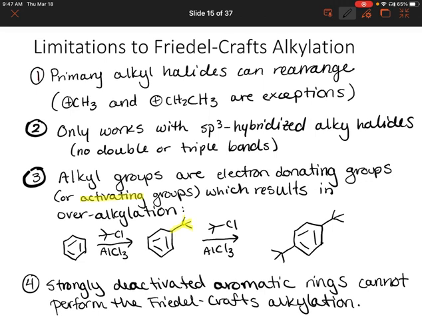And we'll talk again more about activating and deactivating groups and what that means later on, but it's just good to know these limitations going forward, and we'll come back to them later. All right, so now there is another type of Friedel-Crafts reaction called a Friedel-Crafts acylation instead of alkylation. So an acyl group is one where you have a carbonyl group bonded to some sort of alkyl group.